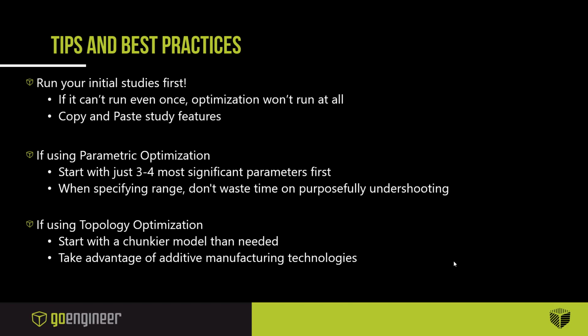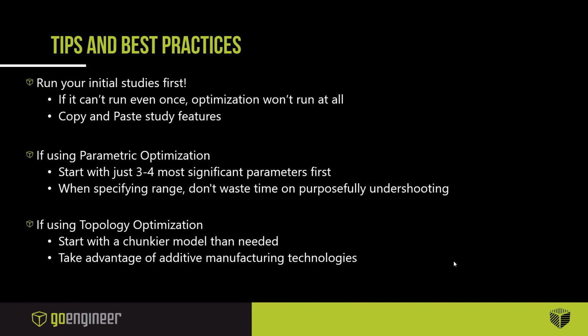If you're using parametric optimization, start with the 3 to 4 most significant parameters first, and when specifying your ranges, don't purposefully undershoot when you know that that's not going to trend toward the results you want. Only use values that you actually think will yield good results.